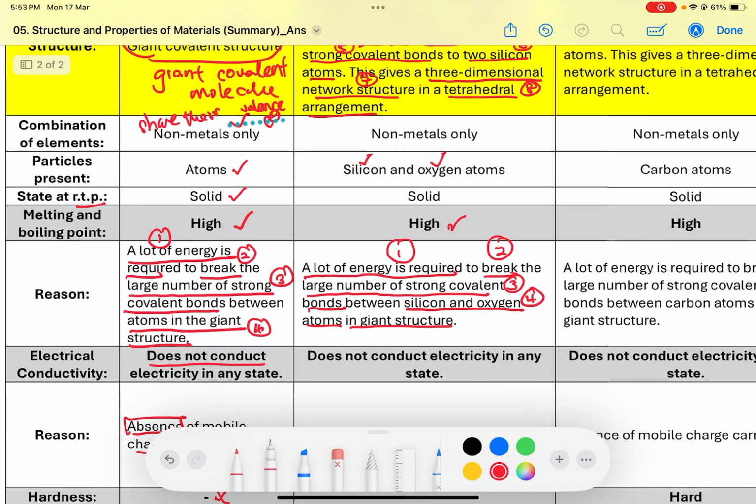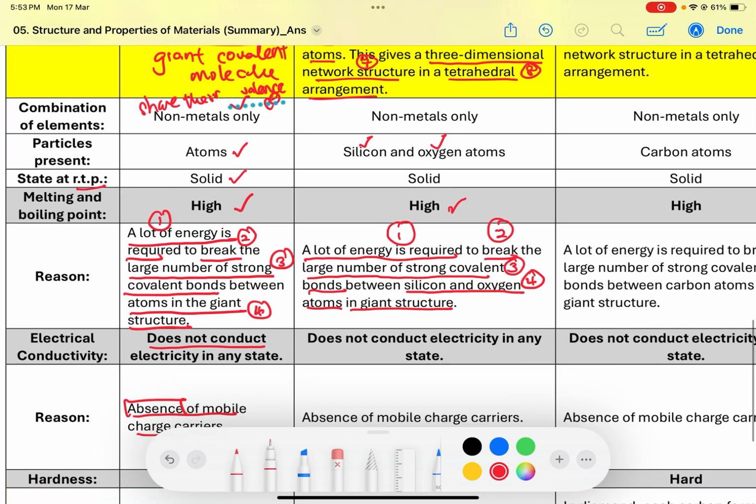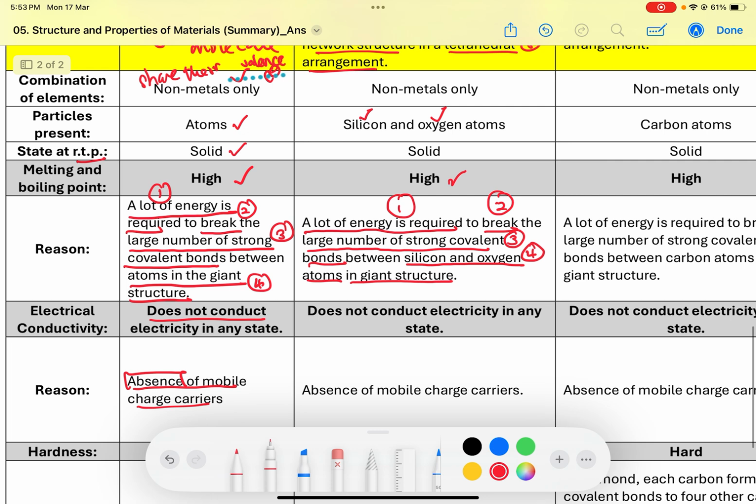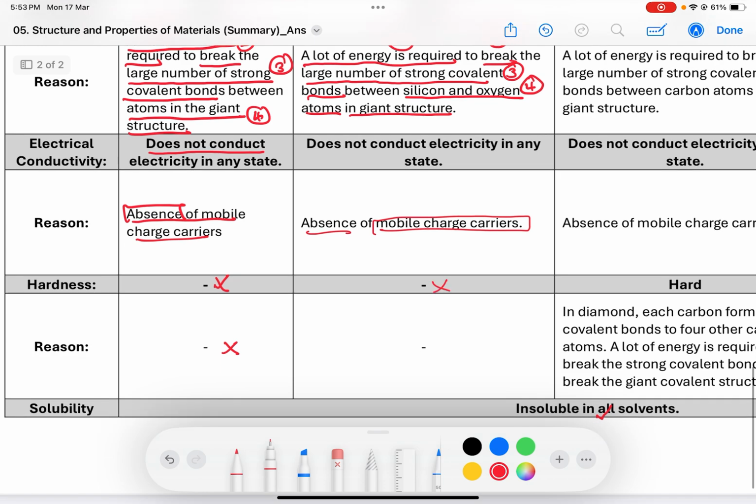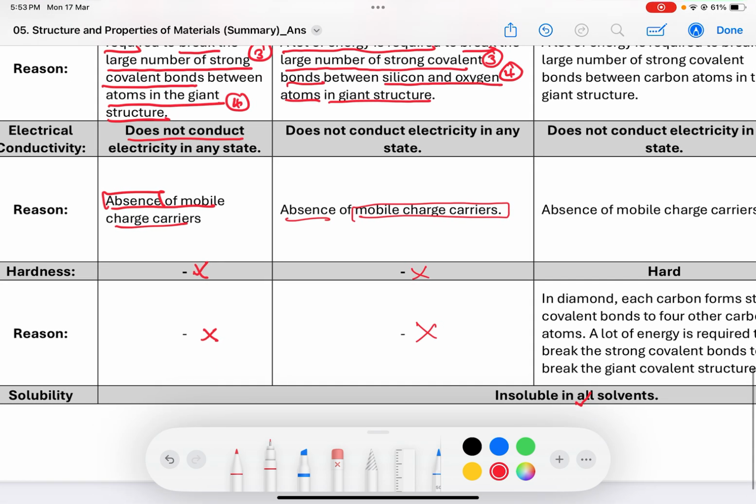Now, in terms of electrical conductivity, they don't conduct electricity in any state. Very simple idea, because there are just no mobile charge carriers. Don't need to describe hardness, don't describe reasons for the hardness. Solubility wise, it is insoluble in all solvents, water and organic solvents as well.